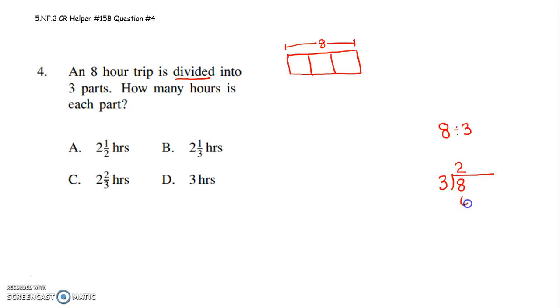2 times 3 is 6. 8 minus 6 is 2. So at this point, back in the day, you used to write a remainder, so it would be 2 remainder 2. But now you're like, oh, my answers are mixed numbers. So once you have this 2 here, you have 2 left over out of the 3 you originally started with. So that's 2 2/3 hours for each leg of that trip.